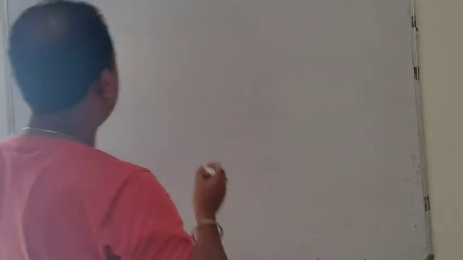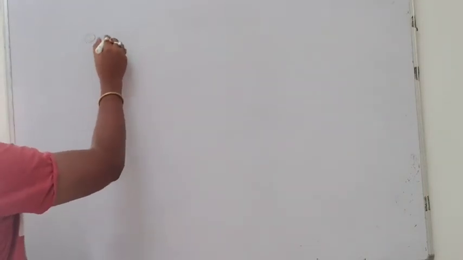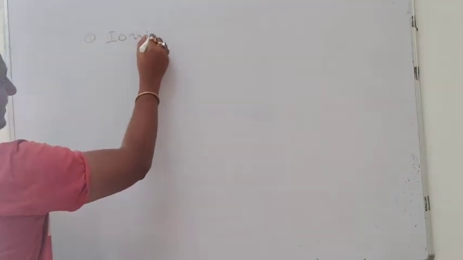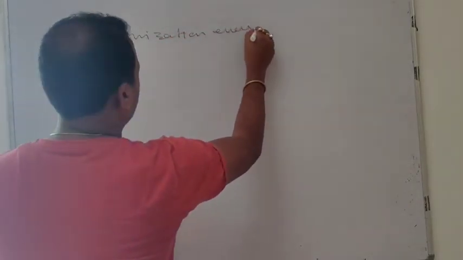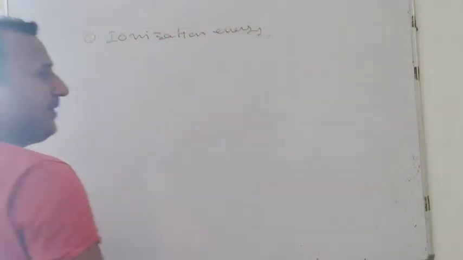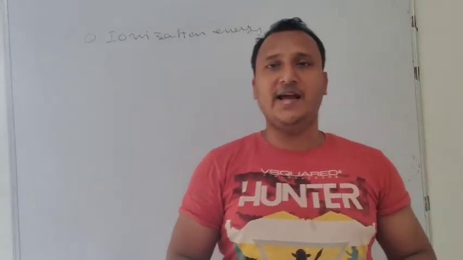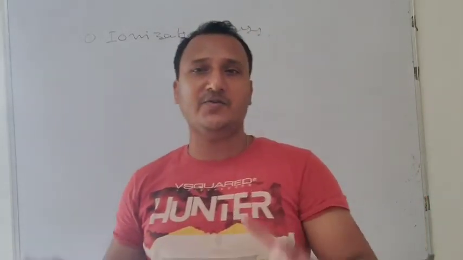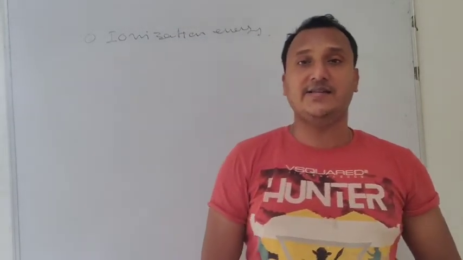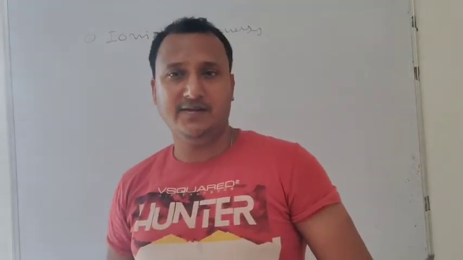First of all, what is ionization energy? The amount of energy required to release the most loosely held electron from an isolated gaseous atom in its neutral state to convert it into a cation is known as ionization energy or ionization potential. Sometimes it is also referred to as ionization enthalpy.